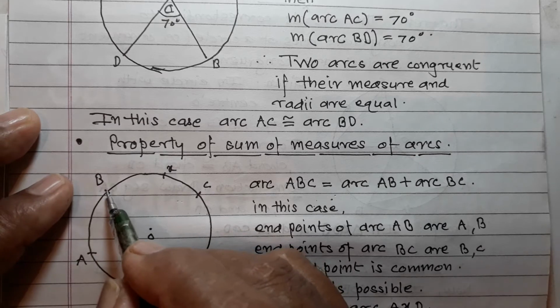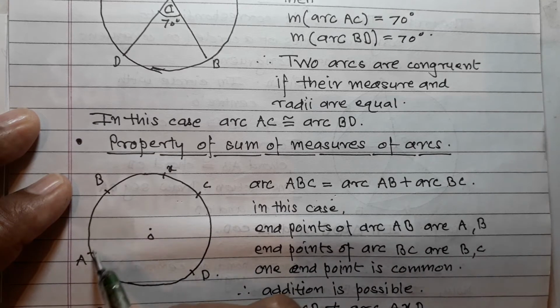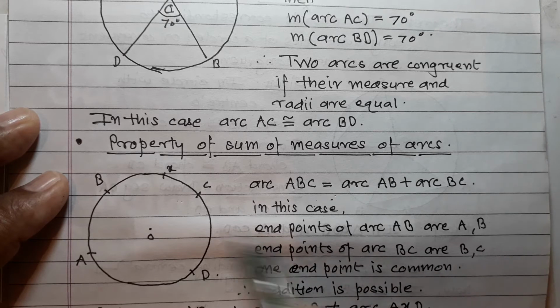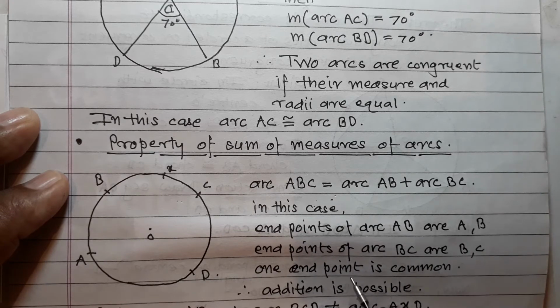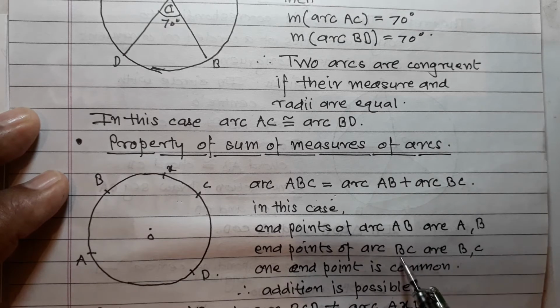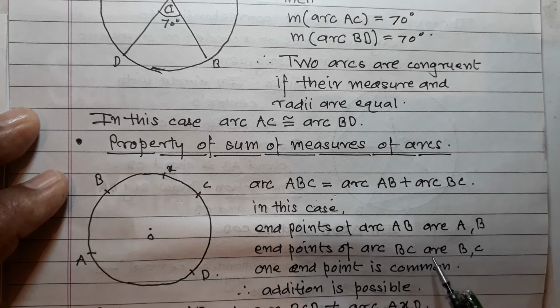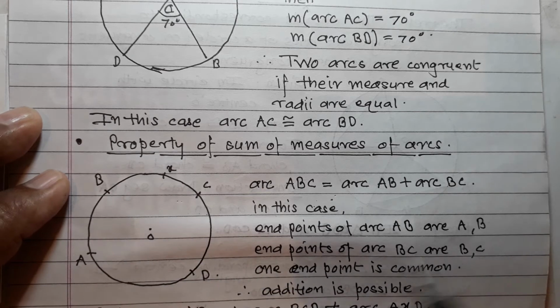Then arc ABC, this complete arc, is equal to arc AB plus arc BC. In this case, the end points of arc AB are A and B, and the end points of arc BC are B and C. So here one end point is common, and therefore you can add. So there should be one point which is common to both arcs, then only you can add the arcs, otherwise you cannot. So addition is possible because there is one end point which is common to both.